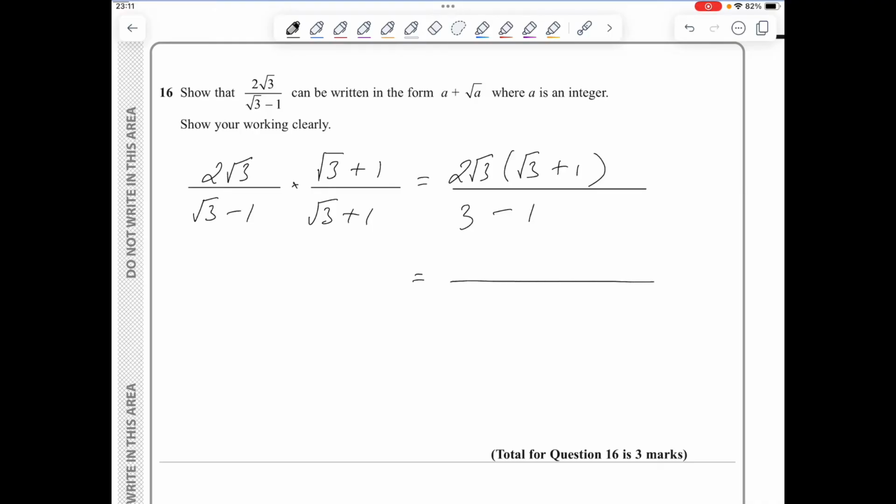Let's simplify the denominator. It gives a 2, and I'm going to rewrite the numerator because the 2 will cancel out. And if I expand the bracket, square root of 3 times square root of 3 is 3 plus square root of 3, and that's the final answer.